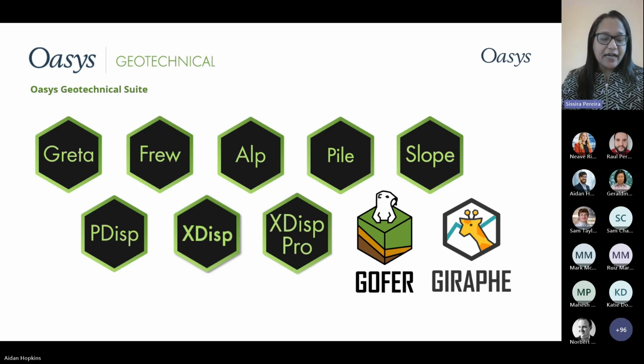Gopher and Giraffe are our latest additions to the suite and are both cloud-based software. Gopher is our 2D FE analysis program, and Giraffe is our graphing tool, which works with open ground. In this session, we will focus on XDisp, which plays a critical role in projects involving tunneling, deep excavations, and infrastructure development in urban settings.